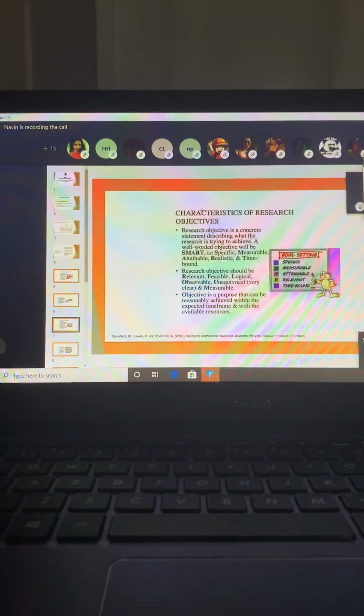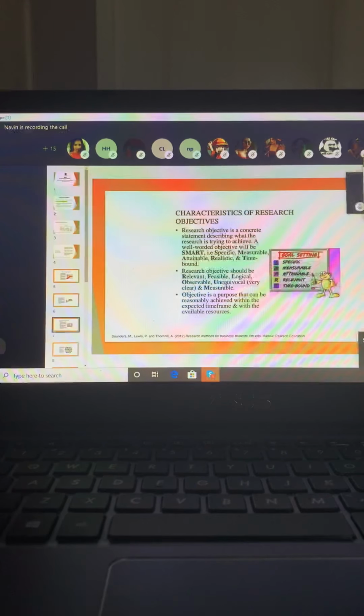When you want to write a research objective, you need to follow the SMART way, which is specific, measurable, attainable, relevant, and time bound. The objective needs to be very specific. You just need to say that you want to study this and this. You cannot write like a storybook. This is not a storybook or novel where you can keep on writing limitlessly. It needs to be very short and precise.